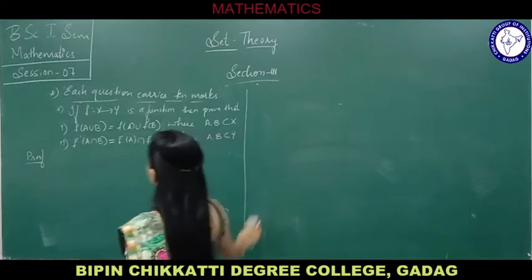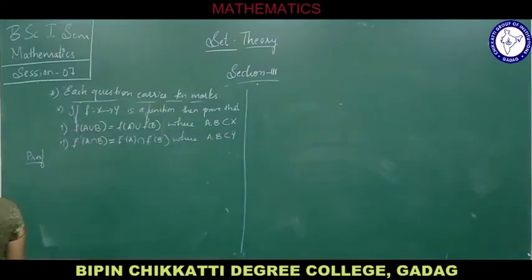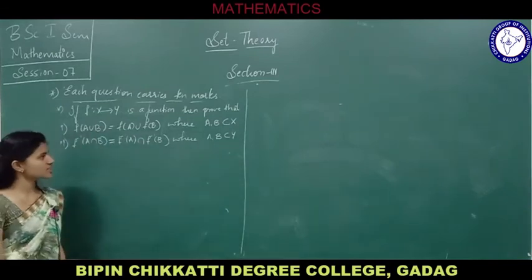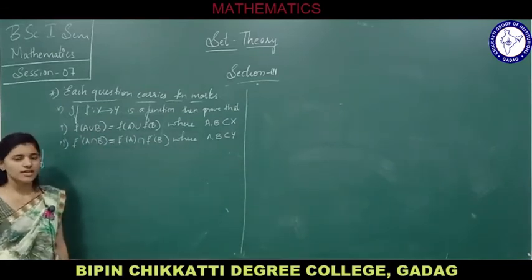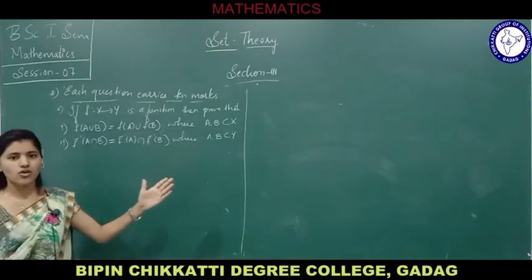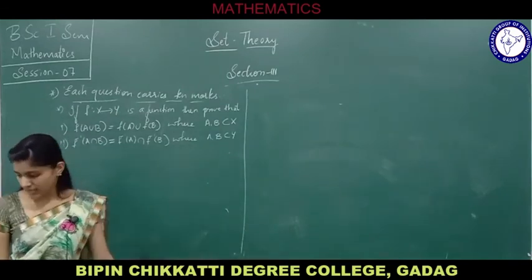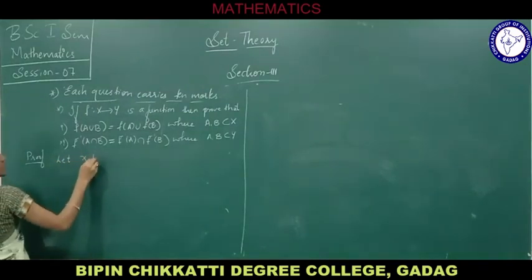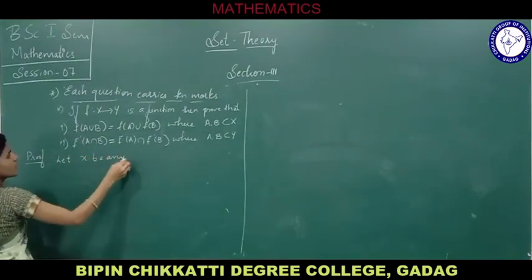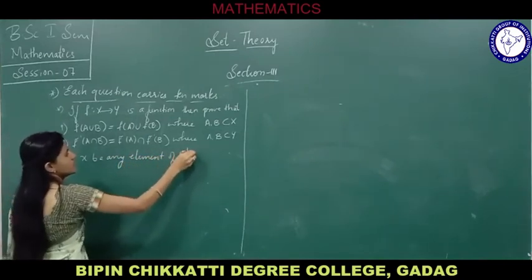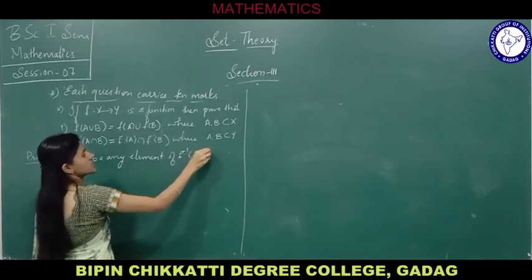So what is the second part of the question given? f inverse of (A intersection B) equals f inverse of A intersection f inverse of B, where A, B are subsets of Y. Now let x be any element of f inverse of (A intersection B).